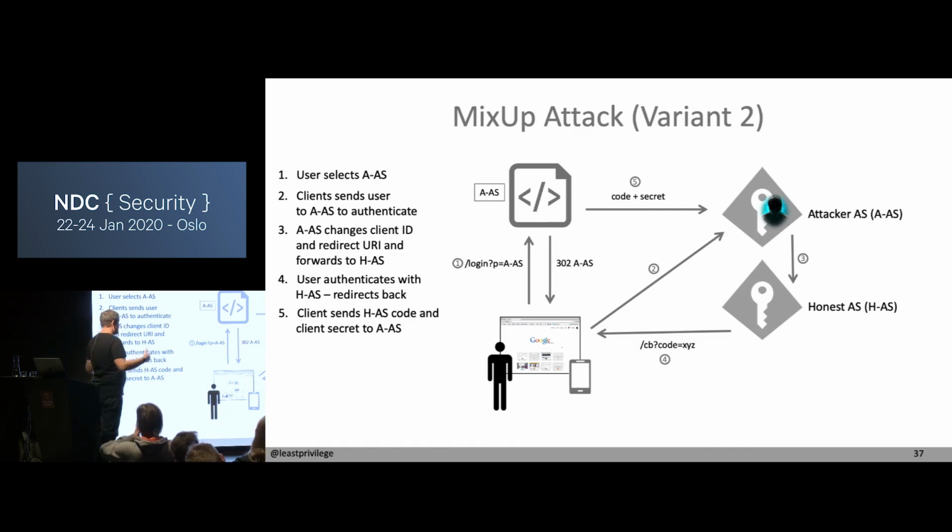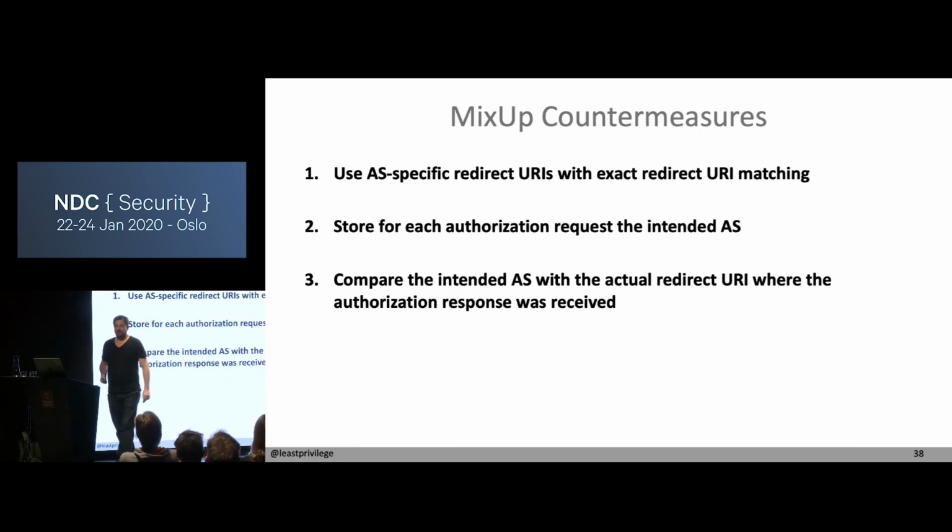But as I said, this is not made up. Yeah? So, how can we protect against this? My best answer is use a good client-side framework. Okay? If you have written your own OAuth or OpenID Connect client library, make sure you do this. Use authorization server-specific redirect URIs. They shouldn't share them, right? Like one endpoint that handles all the callbacks, that's a bad idea. Store for each request the intended AS, and then on the way back, compare the intended AS with the redirect URI that belongs to the actual authorization server, okay?